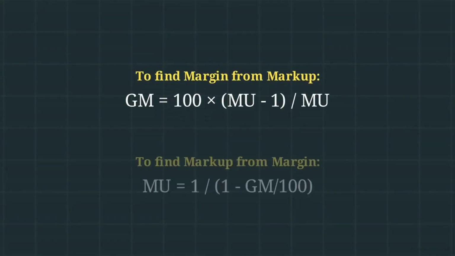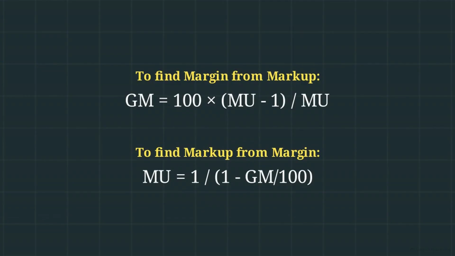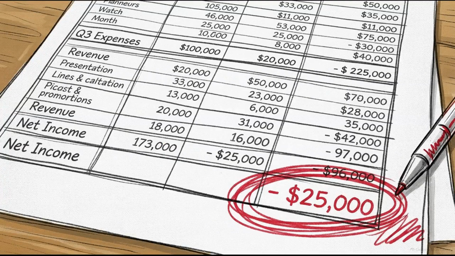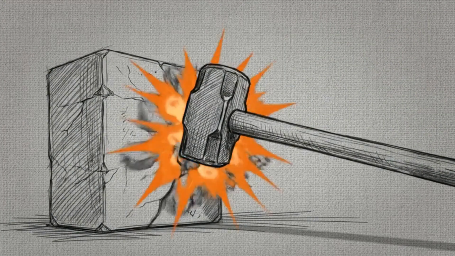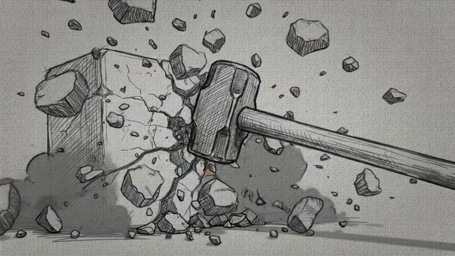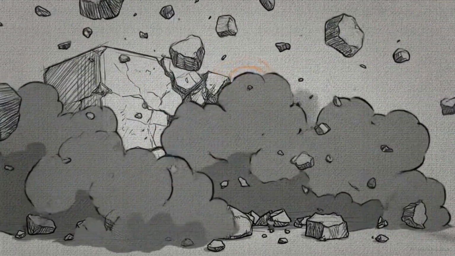To match the estimator's multiplier with the owner's budget, the company must use exact translation formulas. Applying a 20% markup when the business requires a 20% margin creates an automatic 3.4% structural deficit. That structural deficit eats directly into the mandatory 8% net profit baseline before a single hammer ever swings.